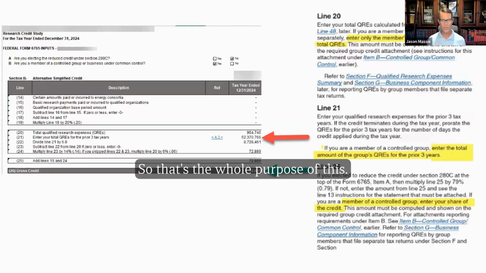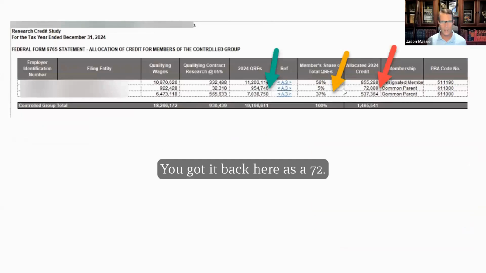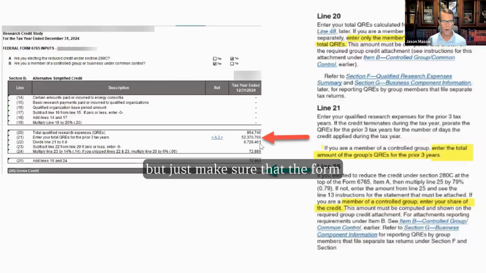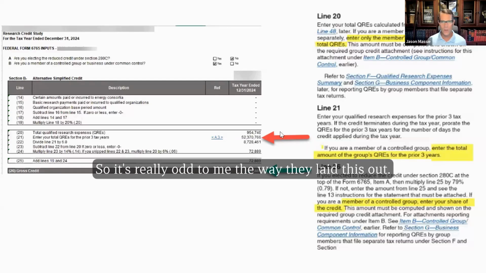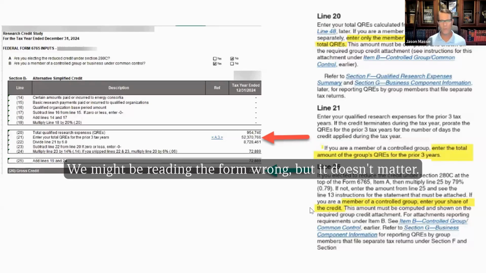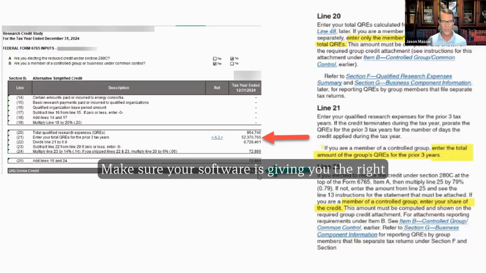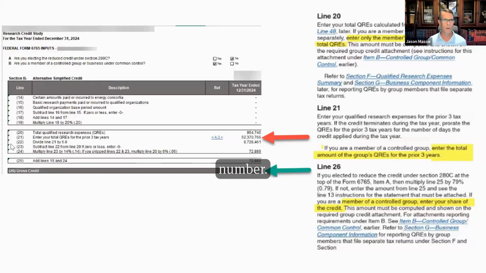So that's the whole purpose of this. Regardless of how the math works up here, you're eligible for a $72,000 credit. You got it back here as a 72. That's what's on your statement. You got it over here in your workbook. But just make sure that the form matches down here the number that you needed to match. So it's really odd to me the way they laid this out. It may have been a typo, an unintended consequence. We might be reading the form wrong, but it doesn't matter. It's the 72 that's the important part. Make sure your software is giving you the right number.